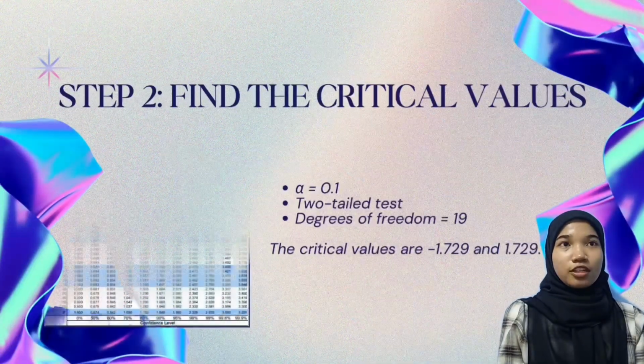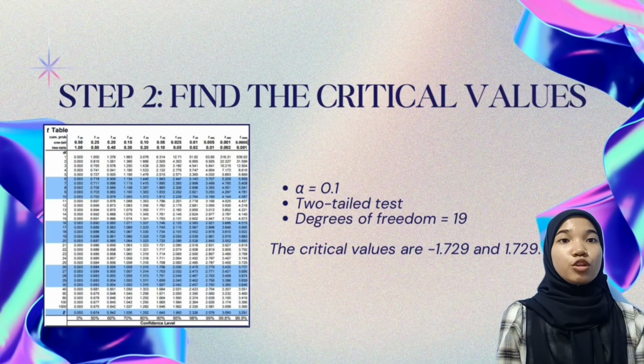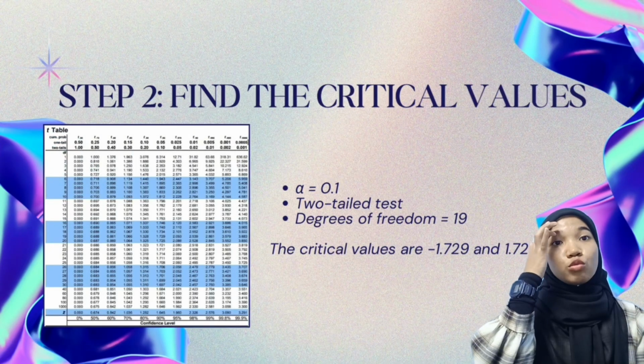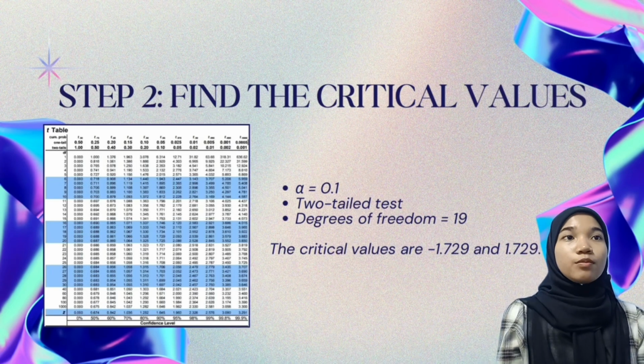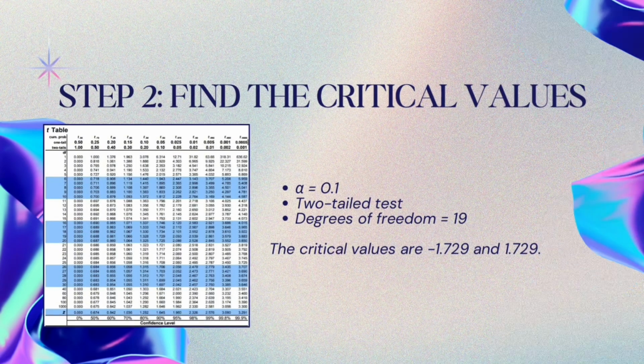So to find the critical values, we will be using the t-table, with alpha equal to 0.1. The test is a two-tailed test and the degrees of freedom equals 19. So the critical values are negative 1.729 and positive 1.729.